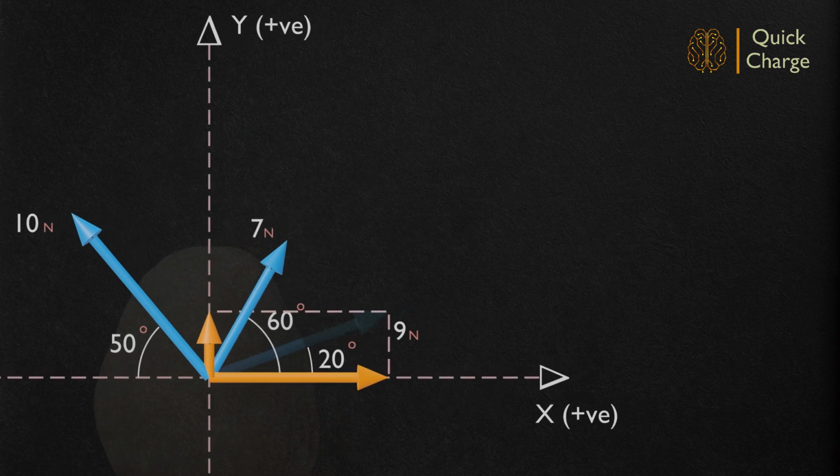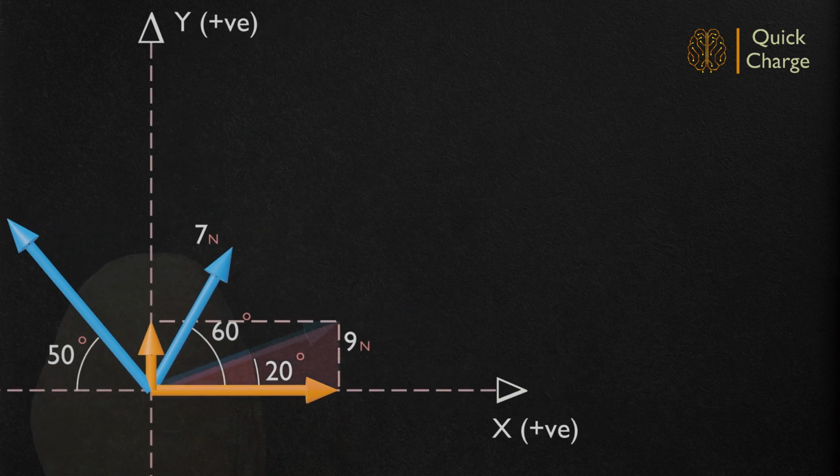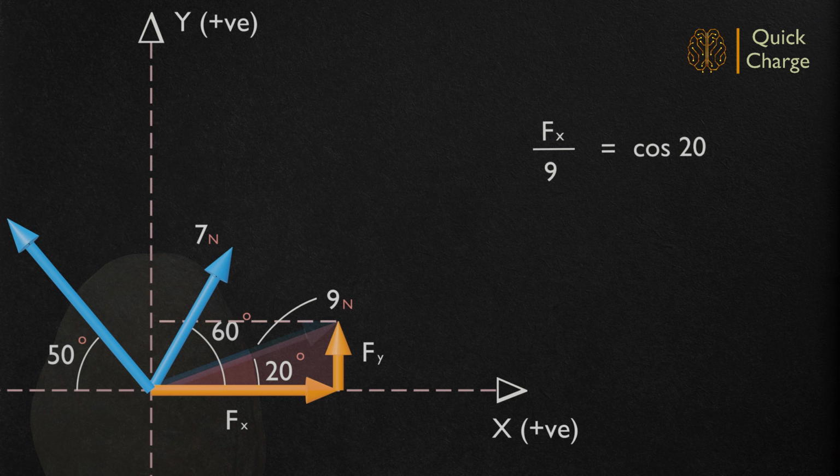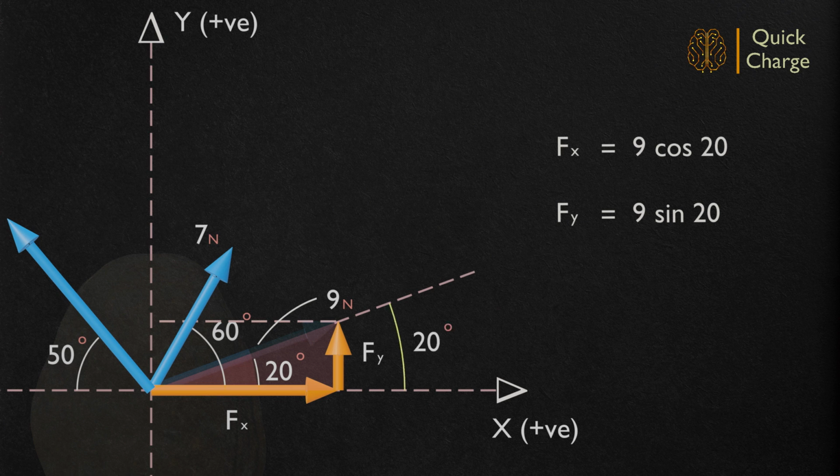For clarity, consider the triangle with 9 Newton as hypotenuse, Fx as the horizontal component and Fy as the vertical component. From the triangle, Fx divided by 9 is cos 20. So Fx will be 9 cos 20. Similarly, here the angle considered is with respect to the horizontal axis, which is the usual practice in method of resolution.